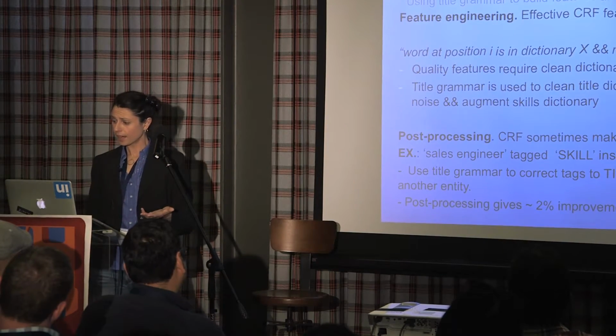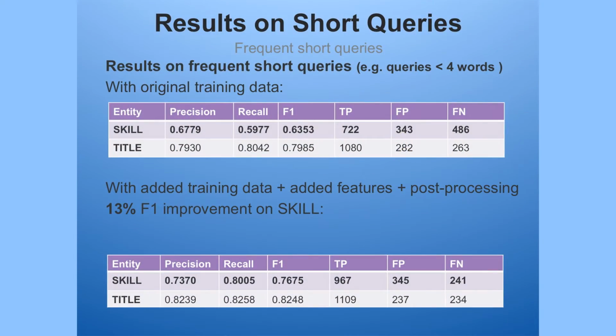Speaking of that, the results on frequent short queries, so these are short queries less than 4 words long, with the original training data for skill and title, skill being our main object of concern because it's only 63% F1 measure, was able to go up by 13% with the added training data due to the title grammar and added features. Again, that was reliant on the grammar and the post-processing. So it gave 13% improvement.